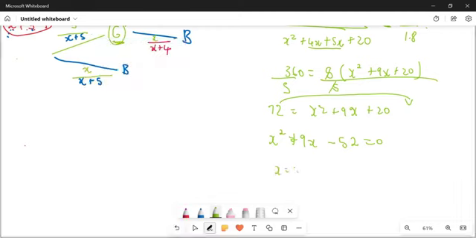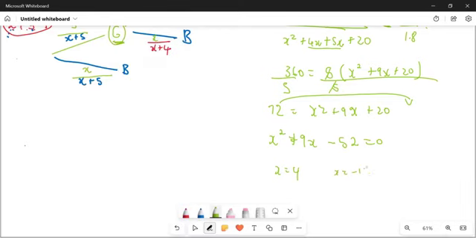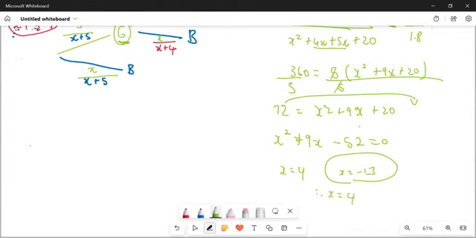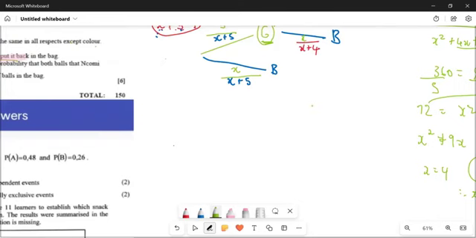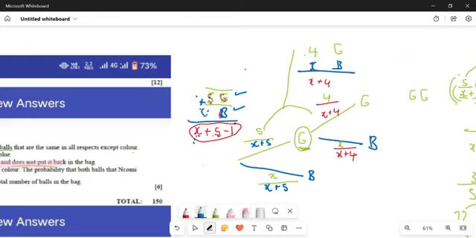X is going to be equal to 4, or X is going to be equal to what? To minus 13. Number of balls cannot be negative. So therefore X is going to be equal to 4. So how many are blue? Blue balls, there are 4. So you can come and say, okay, blue balls, there are 4. If blue balls are 4, you have 4 plus 5. What is the total number of balls that we have?